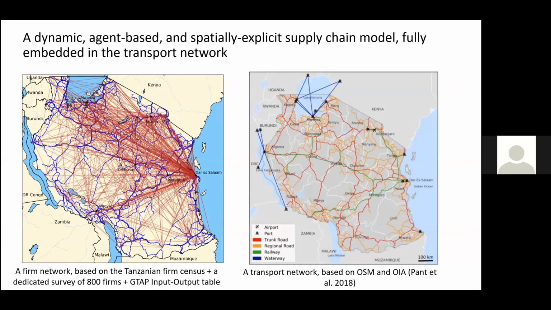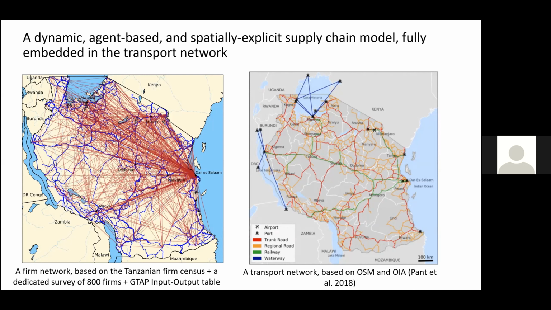In parallel, we have some work on the transport network with all of the roads, and it's in Tanzania. It's mostly roads, but you have also the use of boats for imports and exports, but it's mostly roads for domestic transport. And basically, what we did then was to combine those two sets of data. So you know that sector X in Dar es Salaam is buying something in Dodoma.